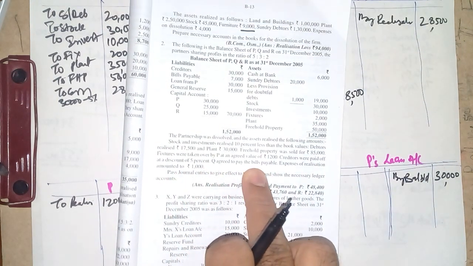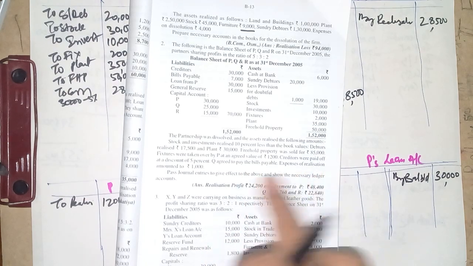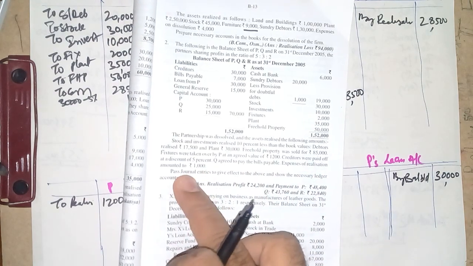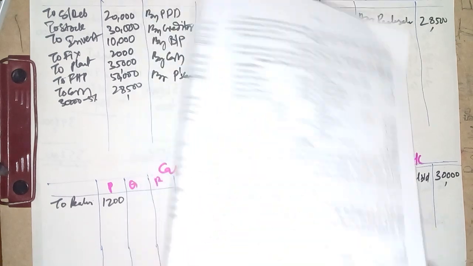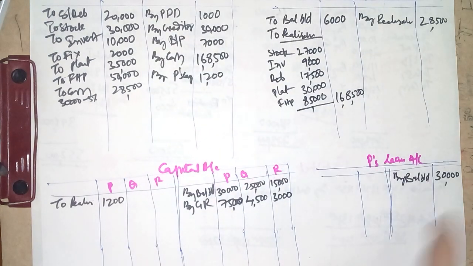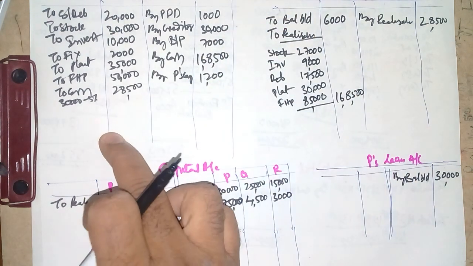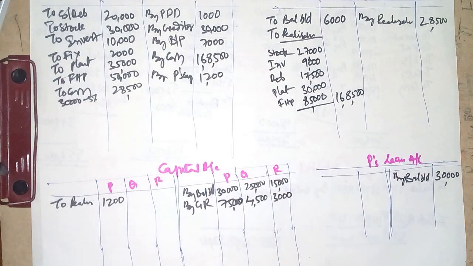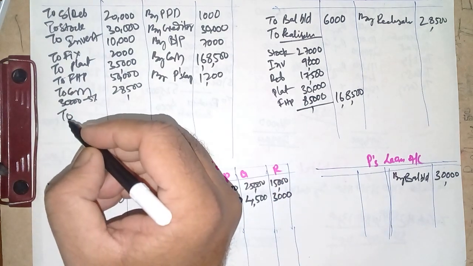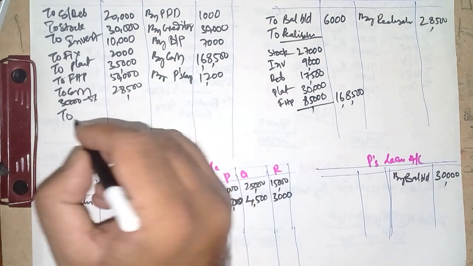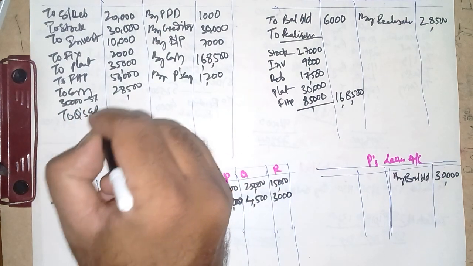Q agreed to pay the bills payable, and expenses of 1,000. Realization expenses are not paid by Q. Q agreed to pay bills payable. So whenever a liability is paid off, what is the entry? Realization to cash. But instead of cash, we write partner's capital. So who is paying? Q, so to Q's capital.